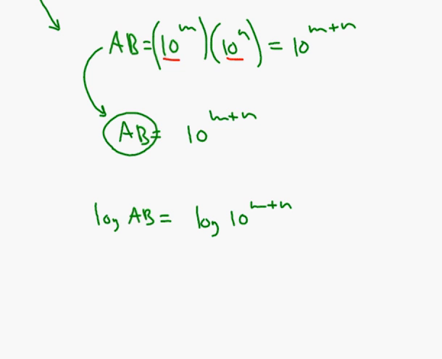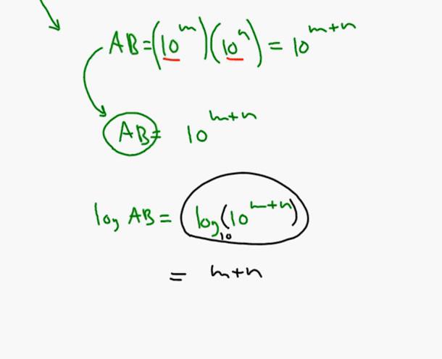Okay. And then I would like you to look carefully at the right side of this equation. If you do that, you'll say, oh, wait a minute. That's a really silly question. So we know this thing on the right here has to be m plus n, because after all, this is asking us, what power do we put on 10 to get 10 to the m plus n? And the answer to that is just m plus n.